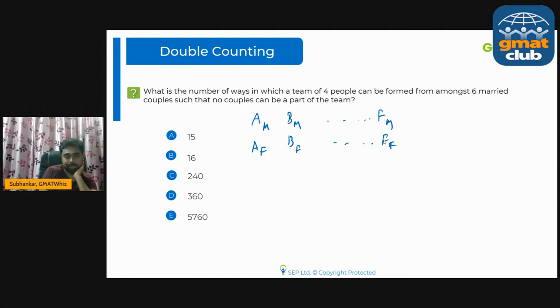Now, a very common answer that we see in this question is E. Let me first tell you what happens when someone gets the answer as E, and what the approach is. If I see a question like that, generally we tend to think, since there is a restriction, what I'll do is first select.